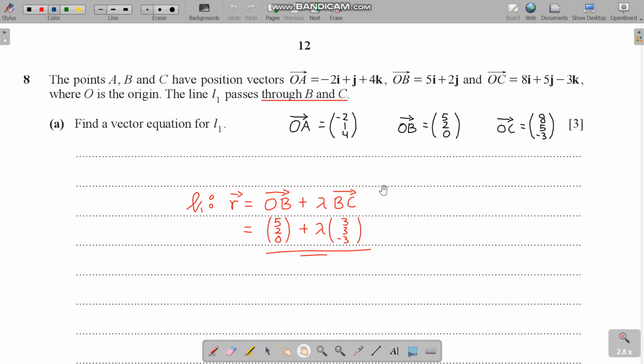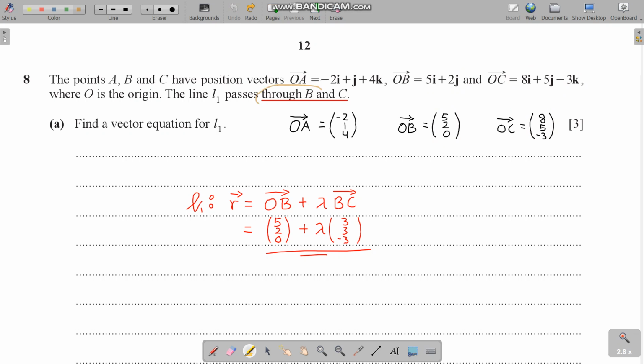About vectors. The points A, B, and C have position vectors OA. Just use column notation, so (-2, 1, 4). OB is, there's no k, so the k component is 0, so we have (5, 2, 0). And for OC, (8, 5, -3). The question is to find the vector equation for L1.